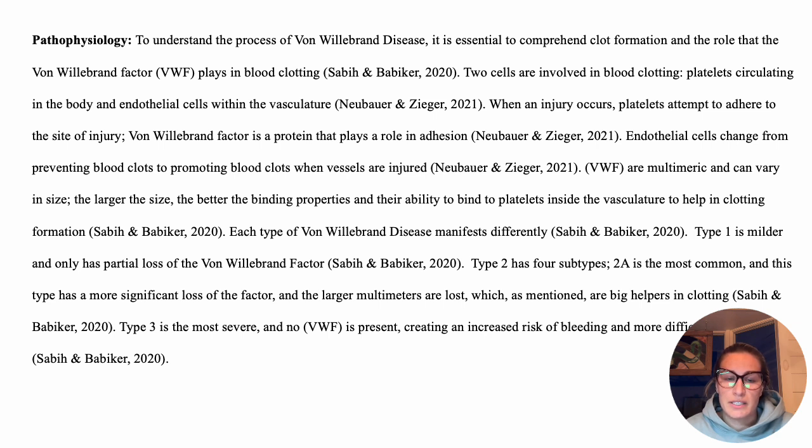Type 1 is milder and only has partial loss of the von Willebrand factor. Type 2 has 4 subtypes, 2A being the most common, and this type has more significant loss of the factor, and the larger multimers are lost, which, as mentioned, are big helpers in clotting. Type 3 is the most severe, and no von Willebrand factor is present, creating an increased risk of bleeding and more difficulty treating.